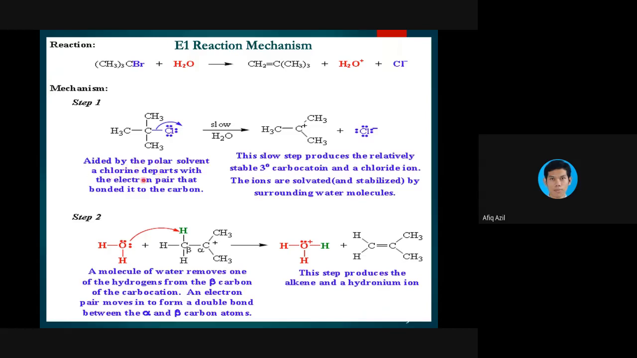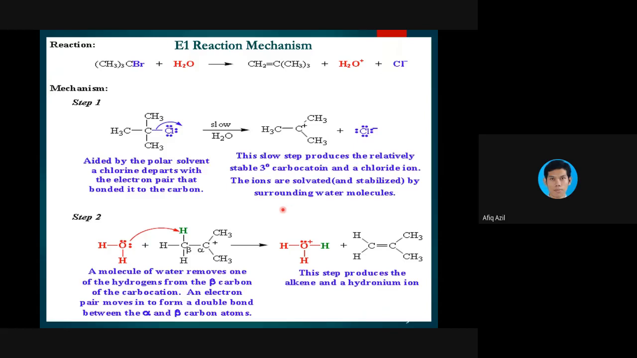The chlorine will depart with the electron pair that is bonded to the carbon. Chlorine will take the electrons between these two carbons, thus becoming a chloride ion, so it will leave. This slow step produces the relatively stable tertiary carbocation. The starting material is tertiary, and tertiary substrates normally prefer SN1, if you still remember, and they also prefer the E1 mechanism because the intermediate formed is a tertiary carbocation, which is a very stable form of carbocation compared to secondary or primary.